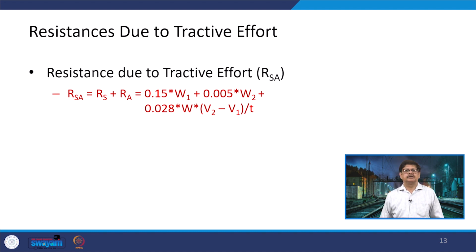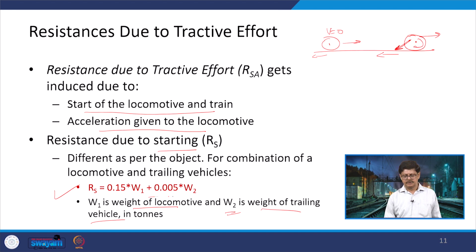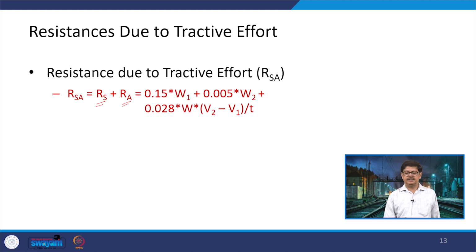So, finally, the resistance due to the tractive effort comes out to be what? The resistance due to tractive effort comes out to be the starting of the train and the acceleration of the train. For the starting of the train, it is 0.15 into W1 plus 0.005 into W2, which was there, if you remember. And in the case of the acceleration, it is 0.028 into W into the acceleration, that is (V2 minus V1) divided by T.